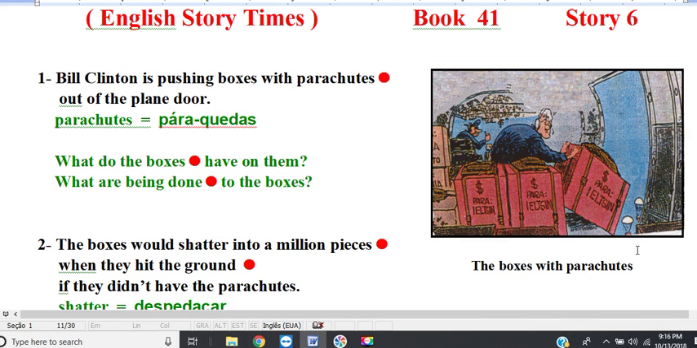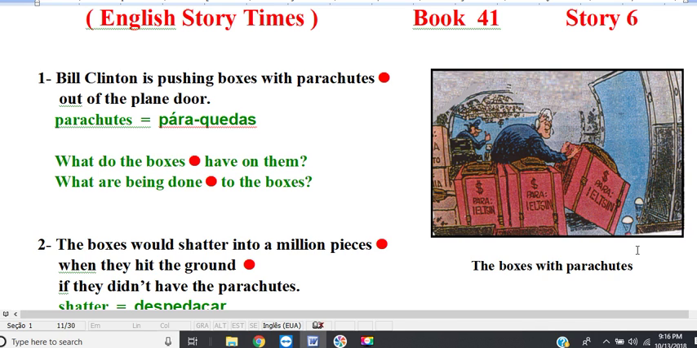Line 1. Bill Clinton is pushing the boxes with parachutes out of the plane door.